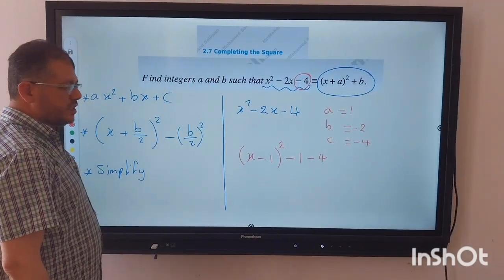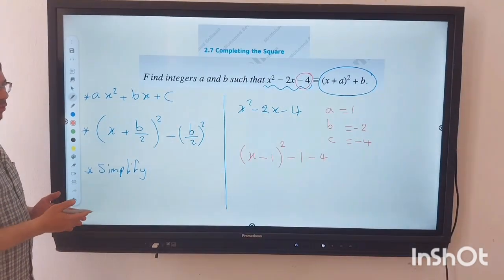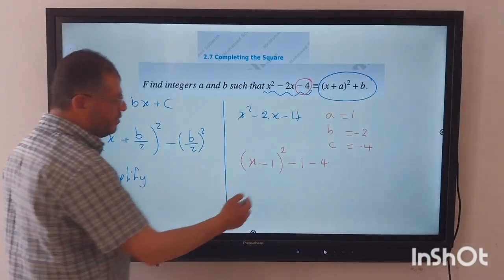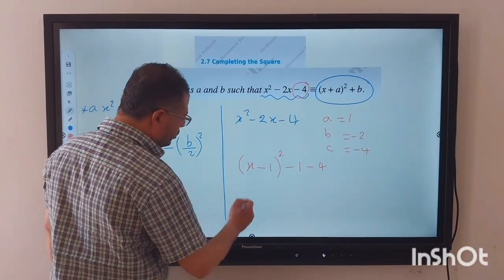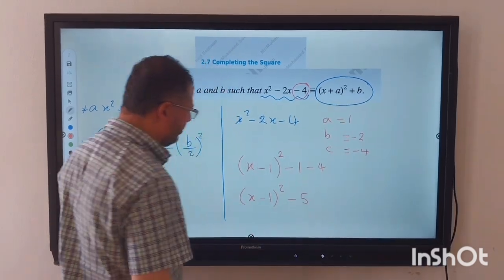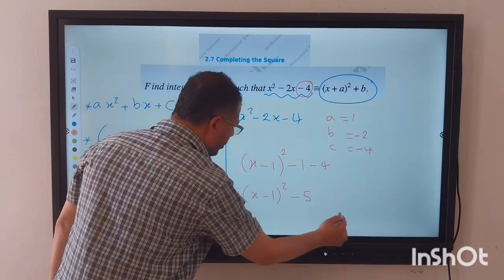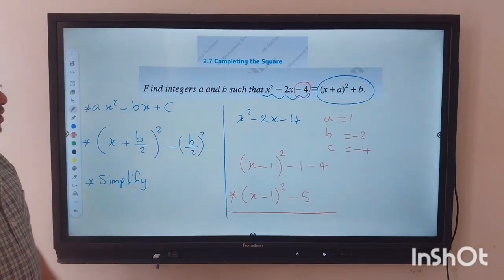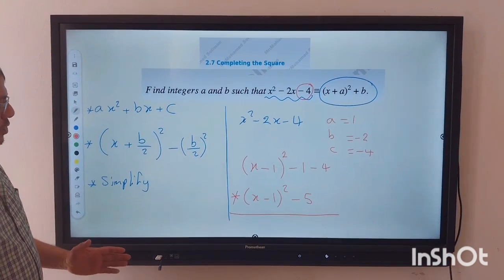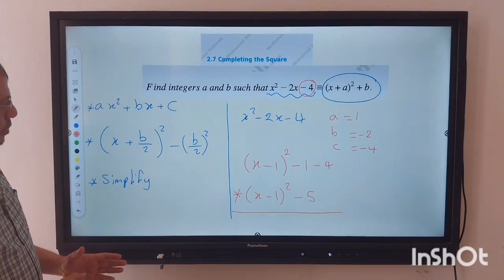This is the second step. What about the third one? I ask you to simplify. Just only simplify, combine like terms. What are the like terms here? I have here negative 1 and negative 4. So it will be x minus 1 power of 2 minus 5. And these are the three steps to find what? To find the completing square for this quadratic equation. We will do some other problems to make sure about the steps.